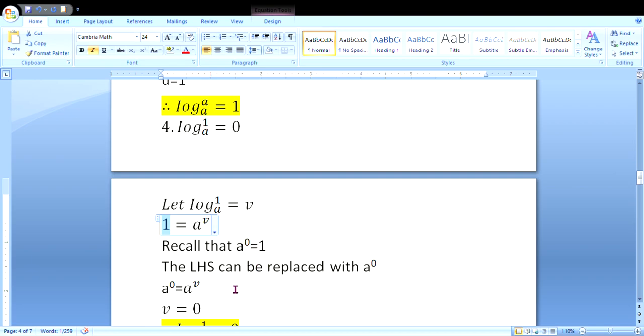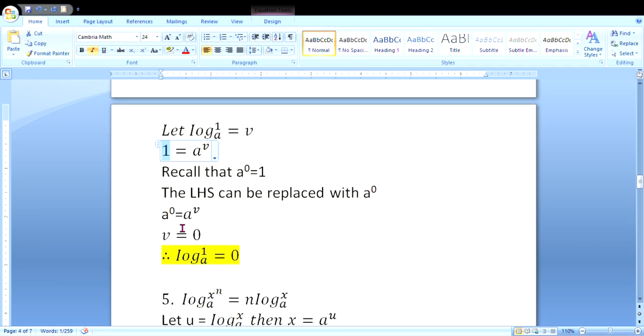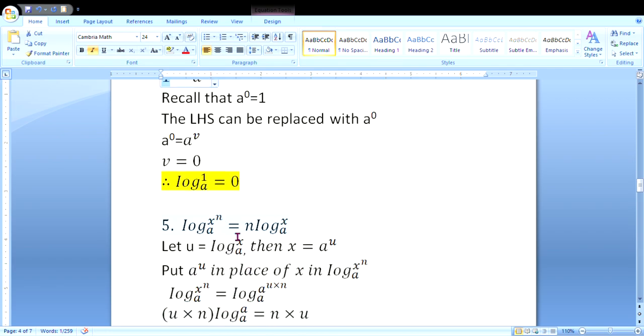So the left hand side can be replaced with a raised to the power 0, so that a raised to the power 0 is equal to a raised to the power v. Now, if we equate powers, you see that v is equal to what? 0. Therefore, log 1 to base a is equal to 0. So log 1 to any base is usually what? 0.